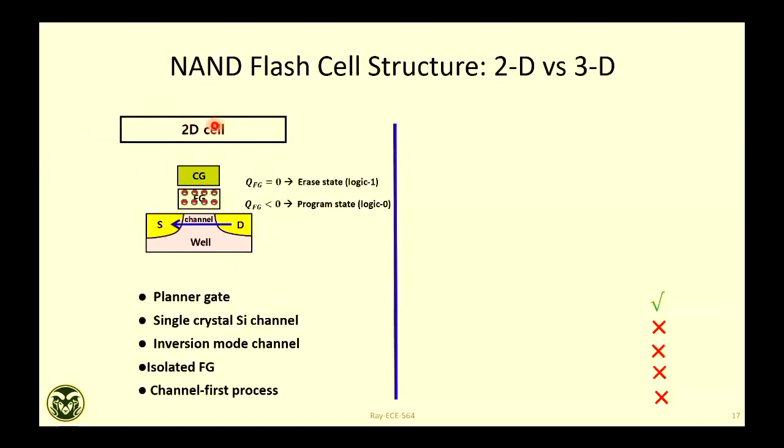So this was your 2D NAND cell, right? We have homework 3 on this, where we solved homework problems using the flash memory cell. It is a floating gate. When there is no charge, it is an erase cell. When charge is there, you have a program cell, logic 0, right? It was a planar gate, with a single crystalline silicon channel, because 2D cells are made on a crystalline wafer. That's why the channel is crystalline, good quality. So inversion mode, isolated floating gate, and channel, a fast process. You start with the wafer.